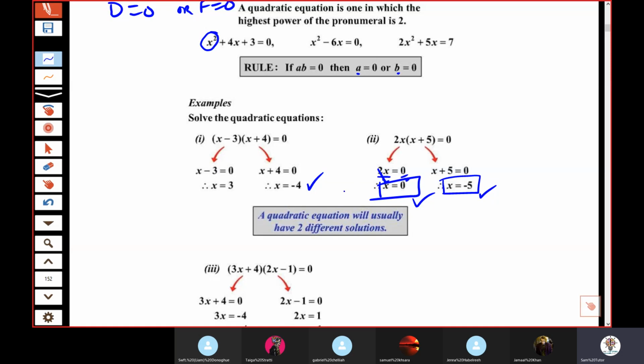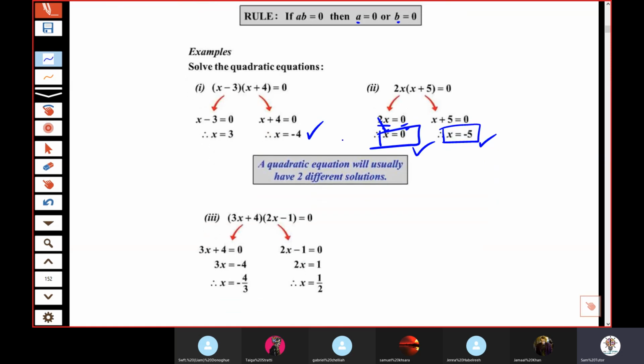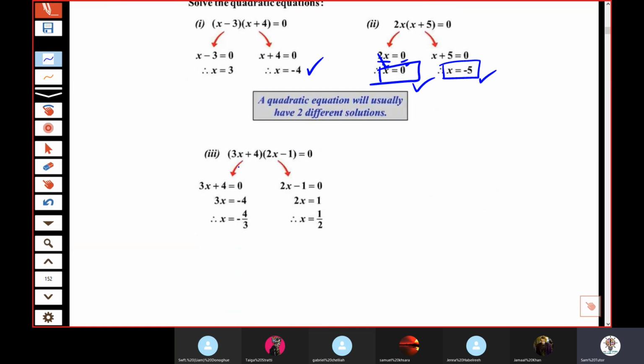Any questions? One more. Again, bracket 1, bracket 2 equals 0. What does that mean about bracket 1? Equals 0. What does that mean about bracket 2? Equals 0. And then you just solve. Plus 1, divide by 2. Minus 4, divide by 3. Easy?